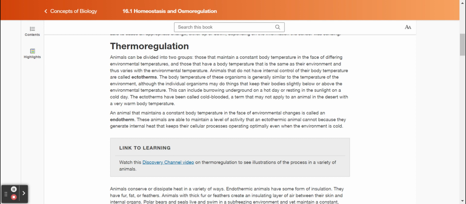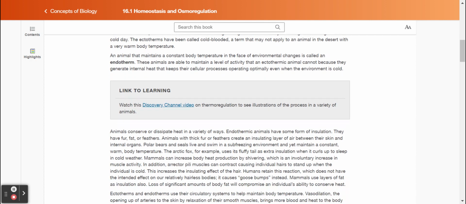The ectotherms have been called cold-blooded, a term that may not apply to an animal in the desert with a very warm body temperature. An animal that maintains a constant body temperature in the face of environmental changes is called an endotherm. These animals are able to maintain a level of activity that an ectothermic animal cannot, because they generate internal heat that keeps their cellular processes operating optimally even when the environment is cold.